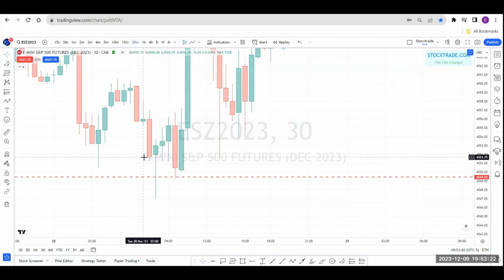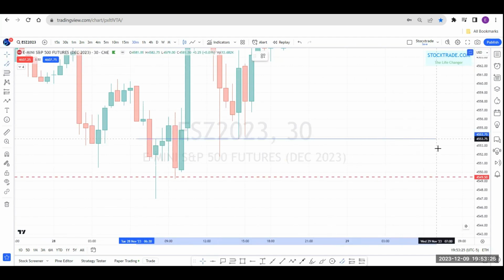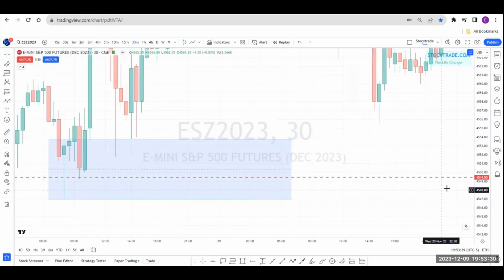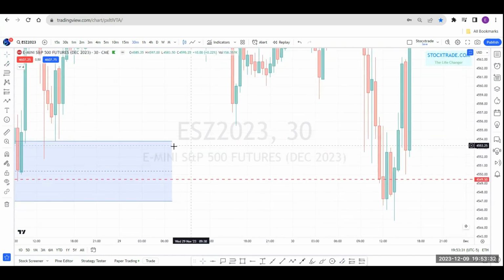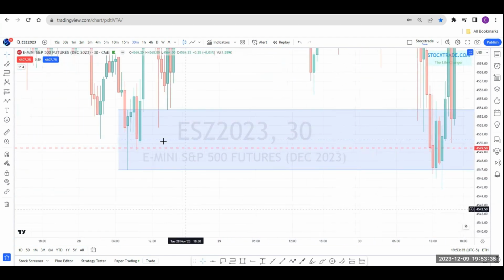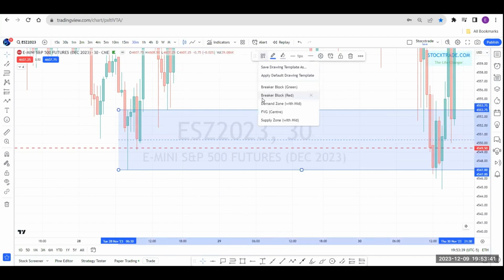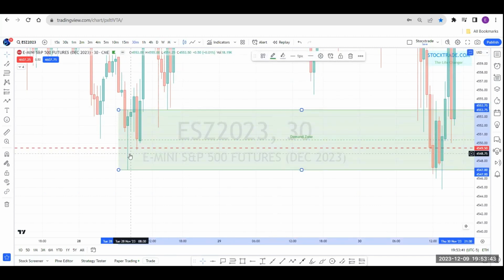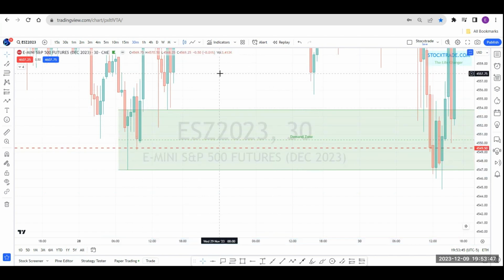In these circumstances, what you can do is mark the whole candle, and extend it further to the right up to today's chart, whatever chart you have. This is 30 minutes, and this is your demand zone. The last candle before the reversal is your demand zone.